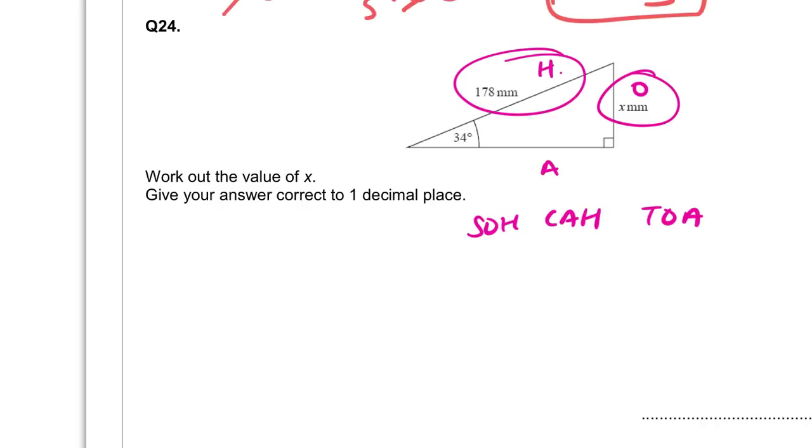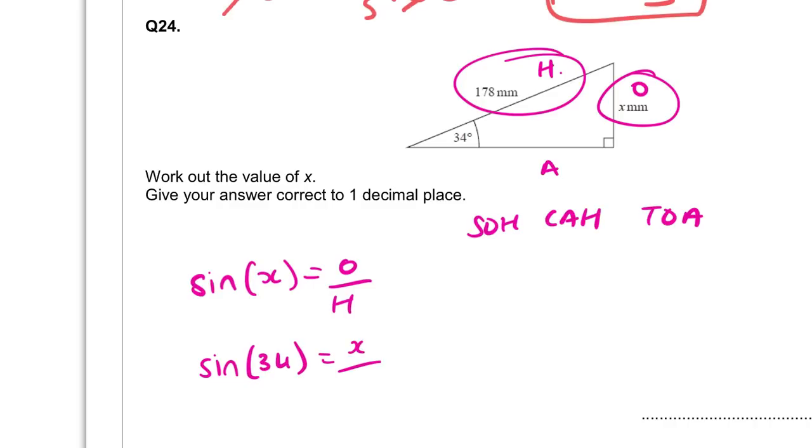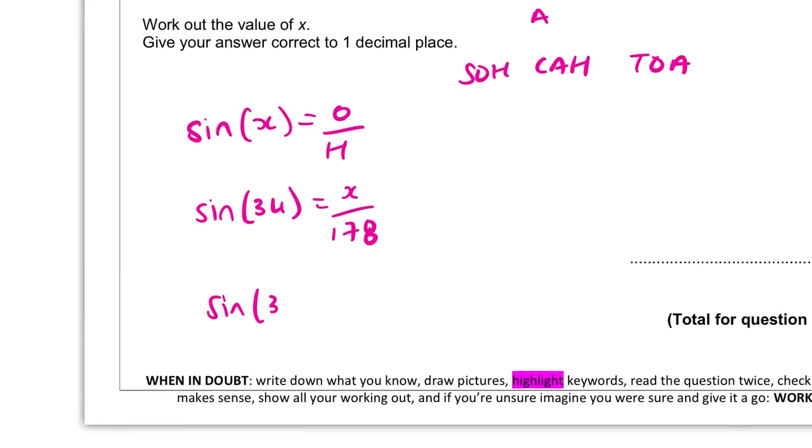We have O, we have H. Okay, we have H, we want O. O and H, sine. So sine of the angle equals opposite over hypotenuse. So sine of 34 equals our opposite, which is x, over 178. So I'm going to do sine of 34 multiplied by 178. This is what x is going to give me.